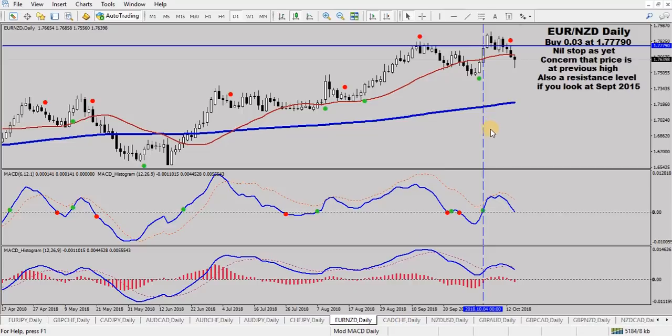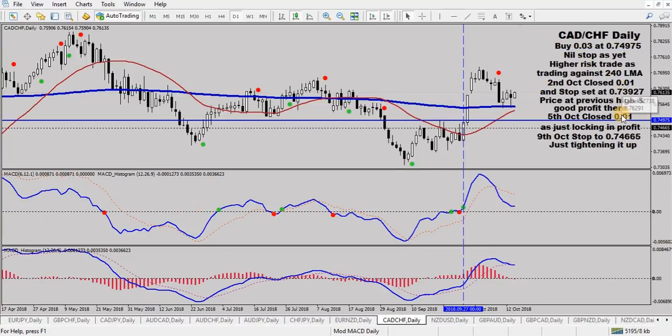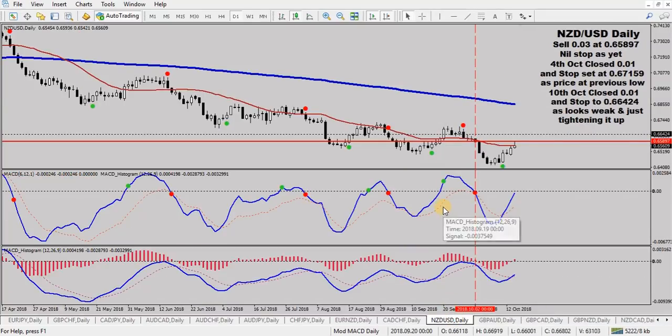CAD Swiss in a buy, already closed 2/3, stop in place. Probably move that stop up above the entry level. As long as that 25 SMA is setting up, you can just trail it behind there somewhere. New Zealand USD, sell, close 2/3, stop in place, not going anywhere.